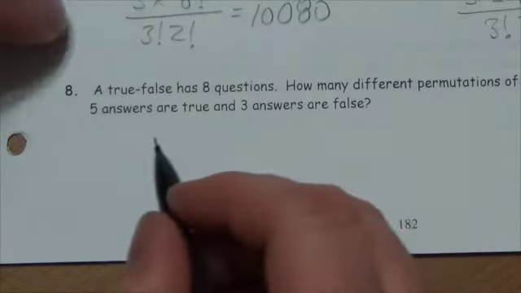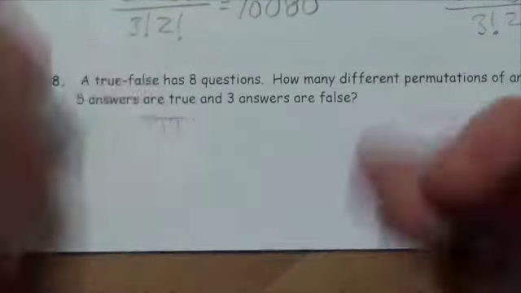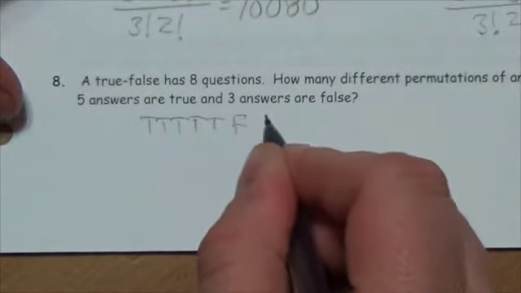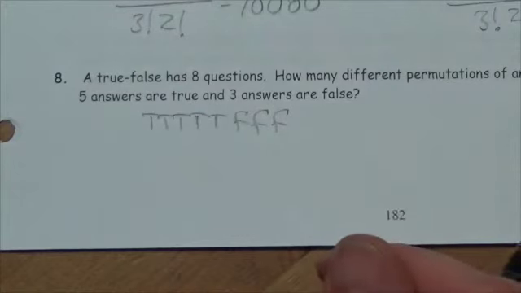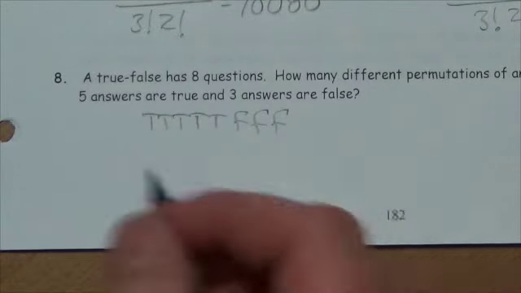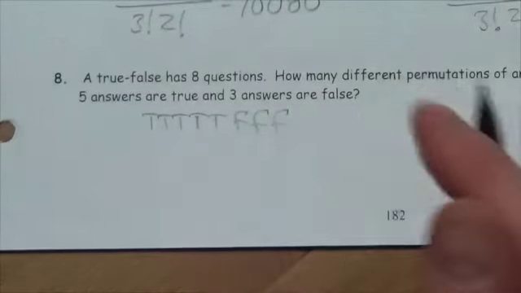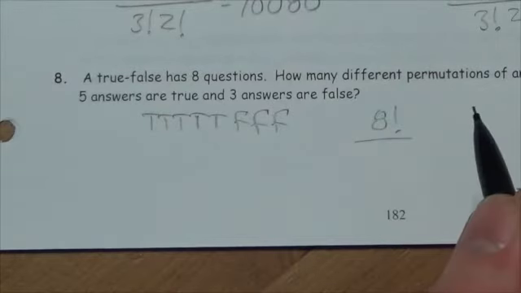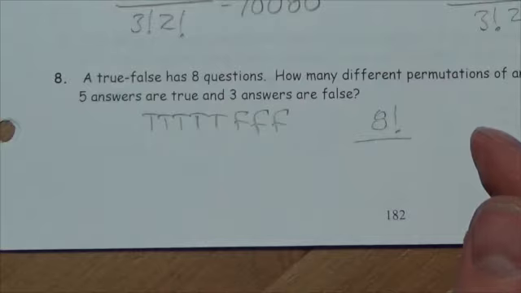I've got 8 questions. 5 are going to be true, 3 are going to be false. That's going to be true, true, true, true, true, false, false, false. And I'm basically asking the number of different ways you can permute the letters in this word, right? Because it's not really a word, but you get the idea here. So this is going to be 8 factorial because I'm going to pretend that all those letters are different. In the numerator, you always pretend that they're different.